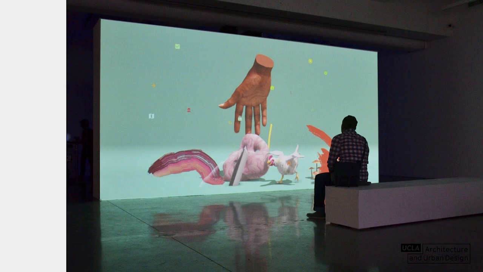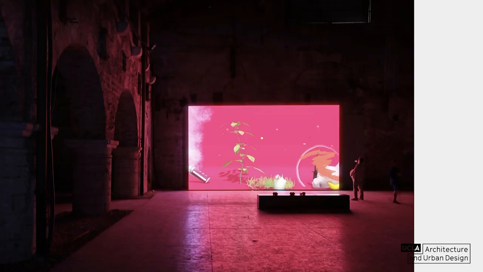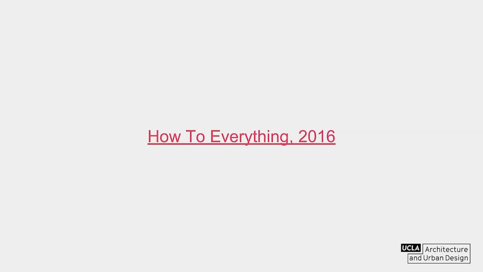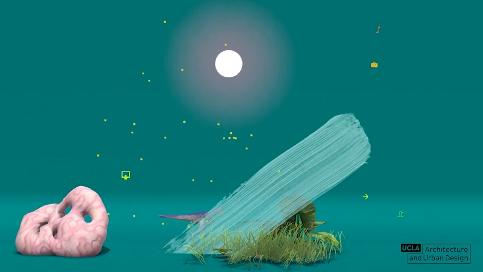And this is usually shown on a large scale projection, but I've also shown it on screens. This was the first time it was shown here in New White Gallery, and here it was at the Venice Biennale. It works well at a large scale. So here's an excerpt of this one.